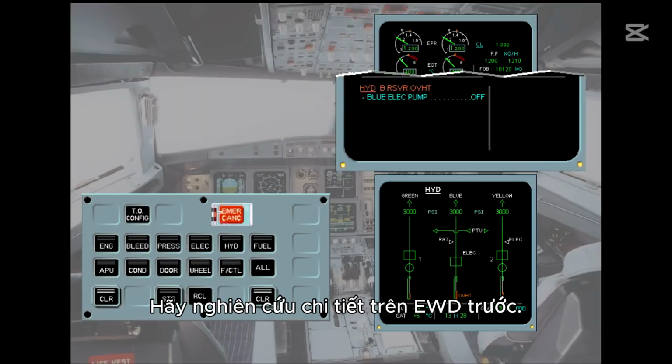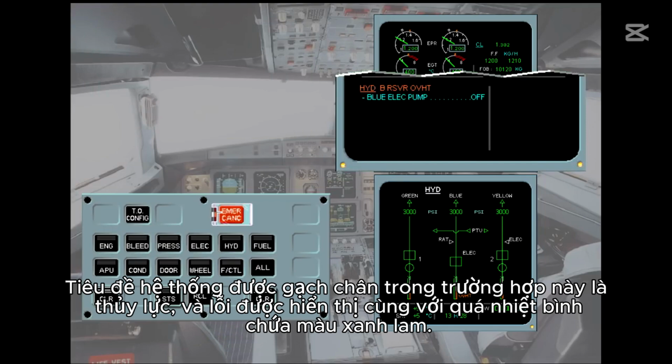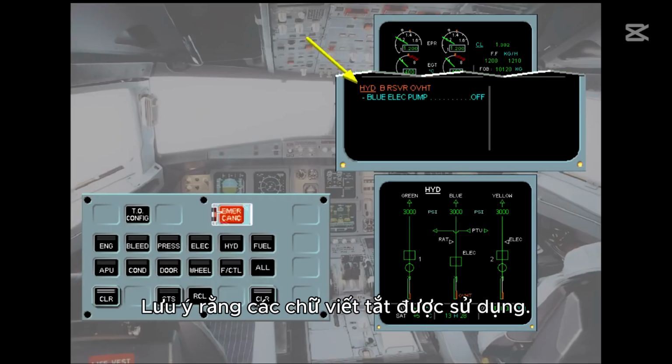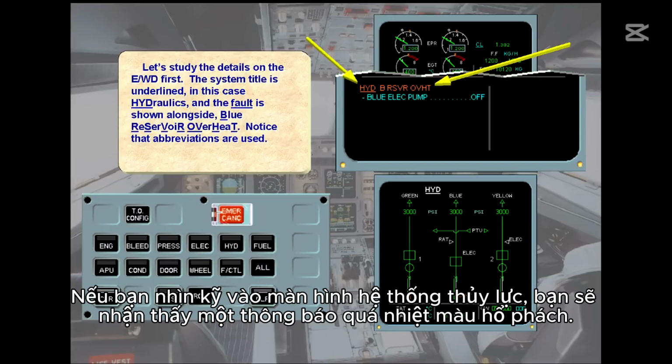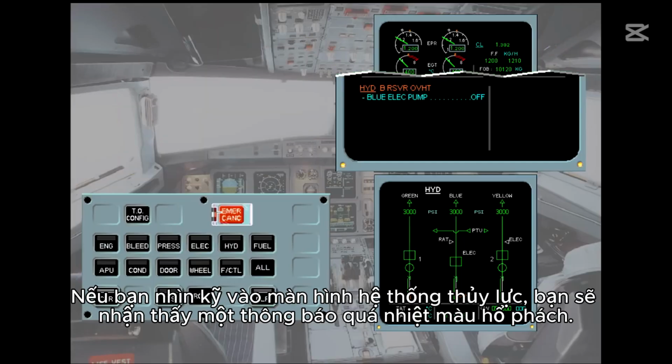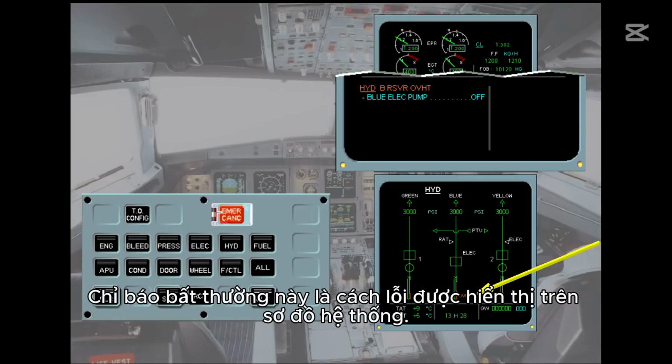Let's study the details on the EWD first. The system title is underlined, in this case hydraulics, and the fault is shown alongside, blue reservoir overheat. Notice that abbreviations are used. If you look carefully at the hydraulic system display, you will notice an amber overheat message. This abnormal indication is how the fault is shown on the system synoptic.